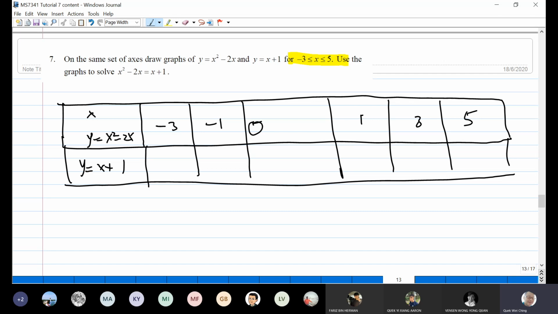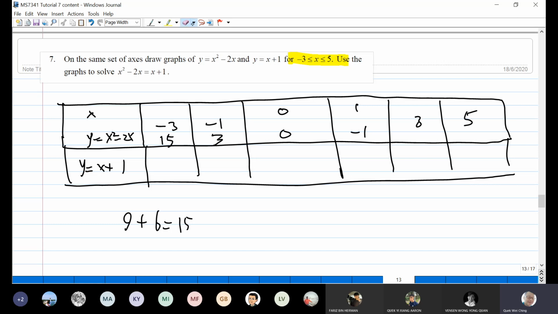So you put x equal to minus 3 first. Minus 3 squared is 9, minus 2 times minus 3 is plus 6, so 15. Then x equal to minus 1: 1 squared plus 2 is 3. When x equals 0, you get y equals 0. When x equals 1, 1 minus 2 is minus 1.